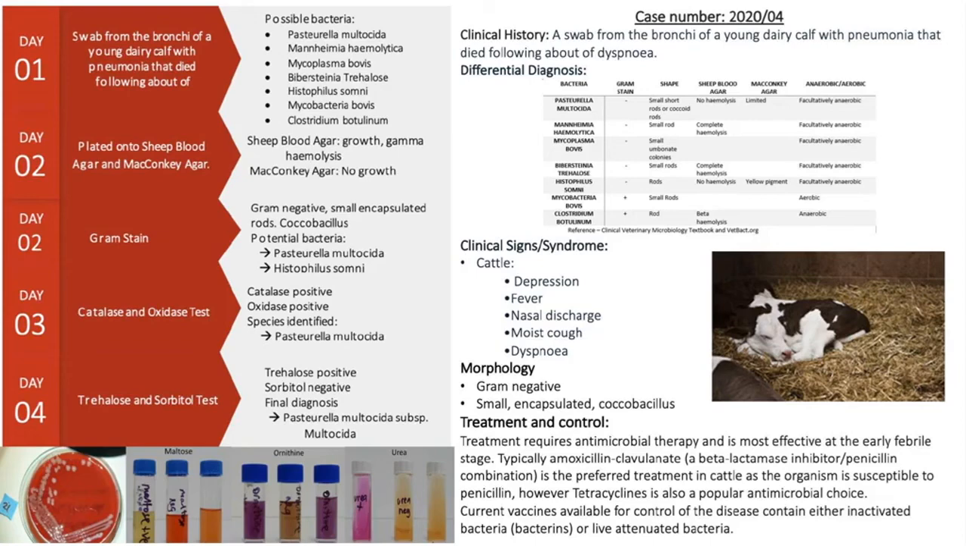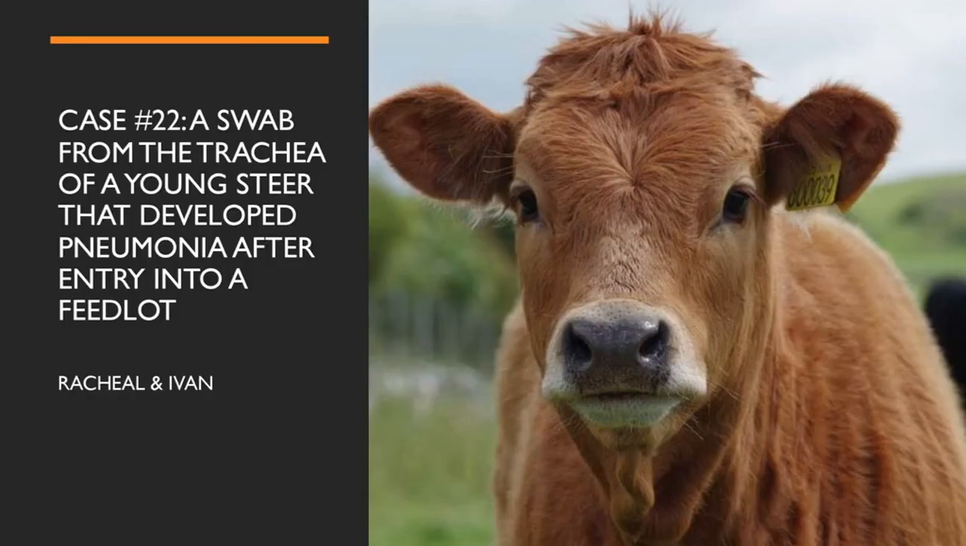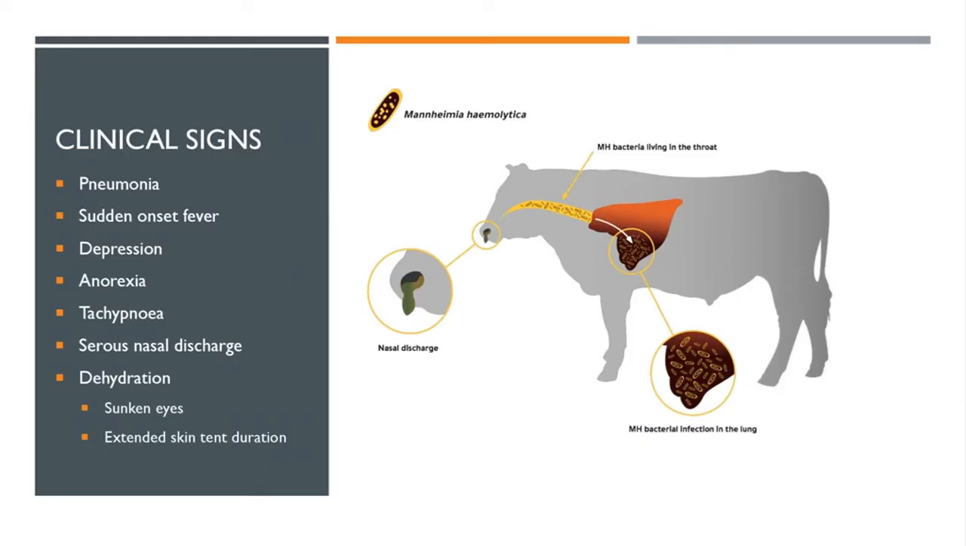As for case 22, we have obtained a swab from the trachea of a young steer that developed pneumonia after entry into a feedlot. As for the clinical signs of the steer, it includes pneumonia, sudden onset fever, depression, anorexia, tachypnea, serous nasal discharge, dehydration, sunken eyes, and extended skin tent duration.